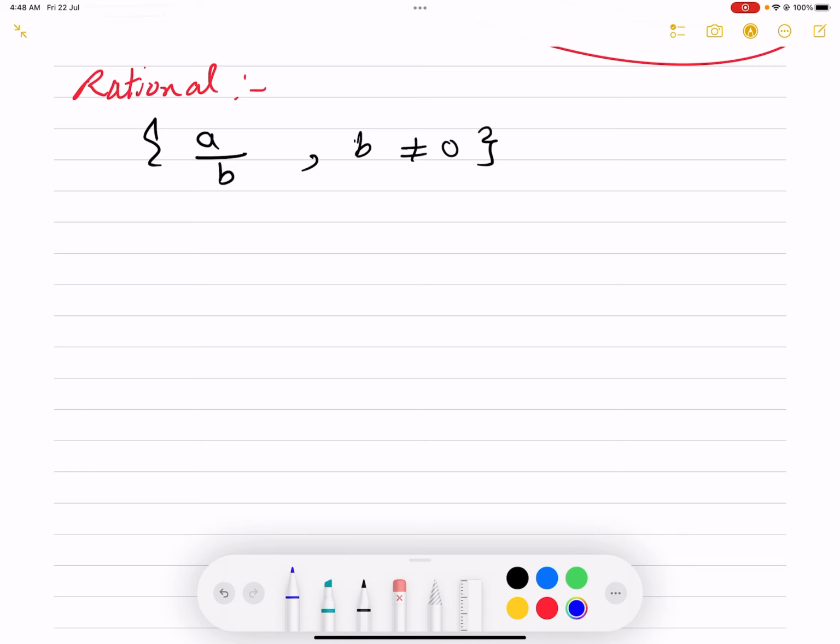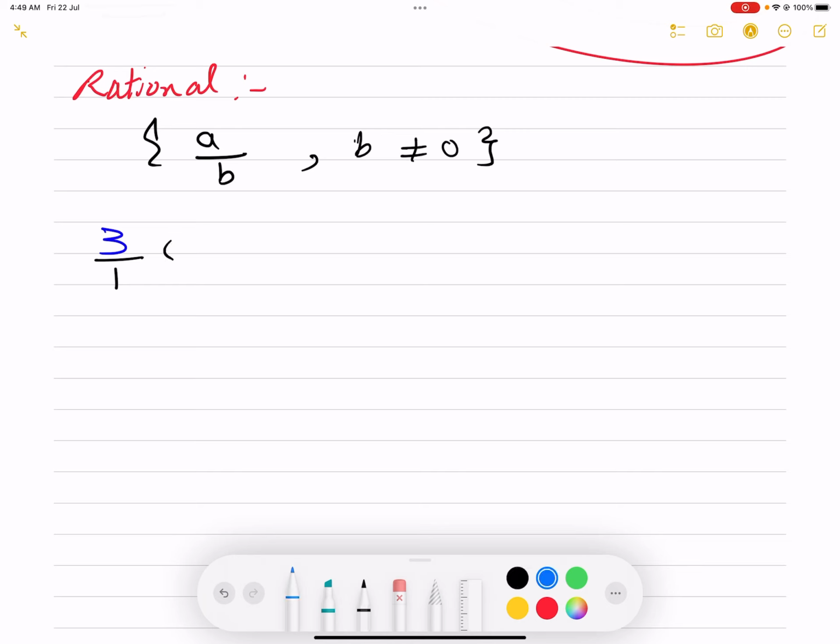However it will be positive or negative. For example, if we got here 3, is 3 rational or not? Of course 3 is rational because it can be written just like 3 out of 1 or 3 over 1. Therefore it is written in the form of numerator and denominator.